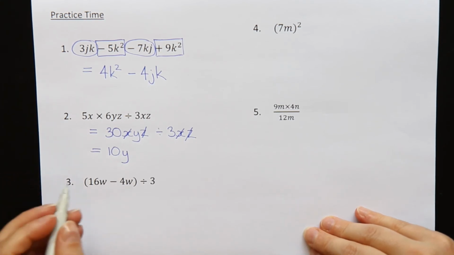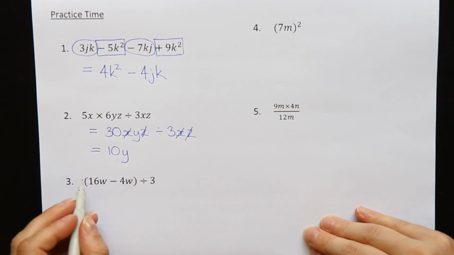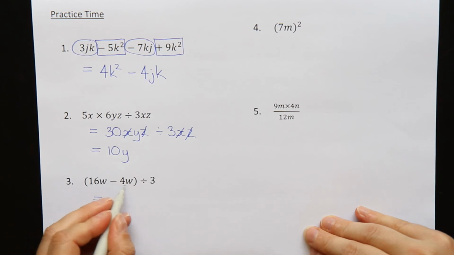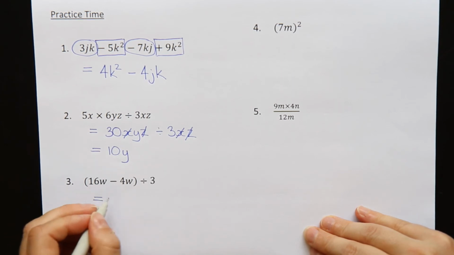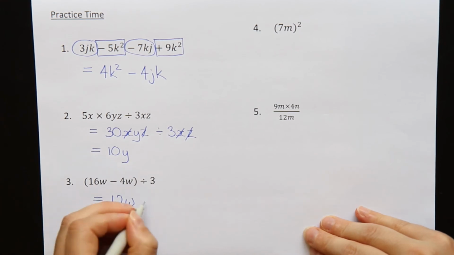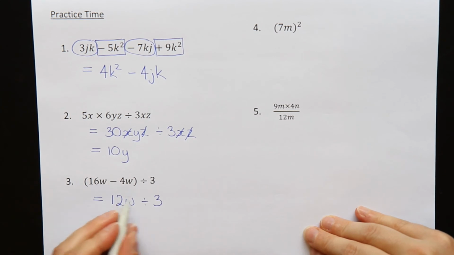Question 3, 16w minus 4w all divided by 3. Let's do the brackets first. 16w minus 4w, 16 minus 4 is 12w, and we need to divide that by 3. Well, 12 divided by 3 is 4, and the w will just sit after.